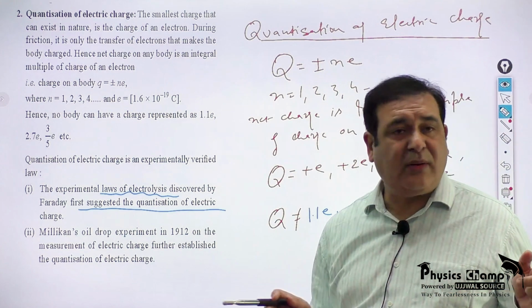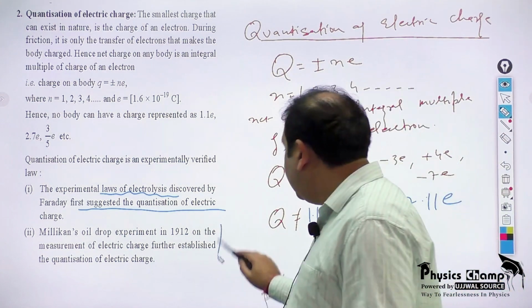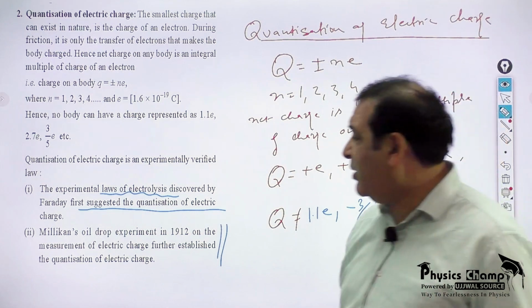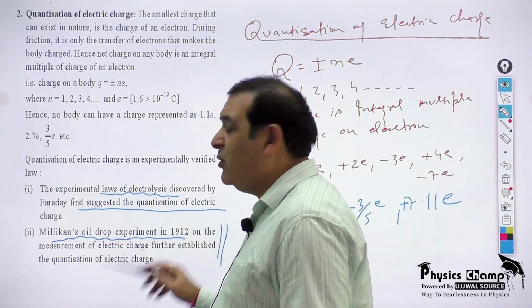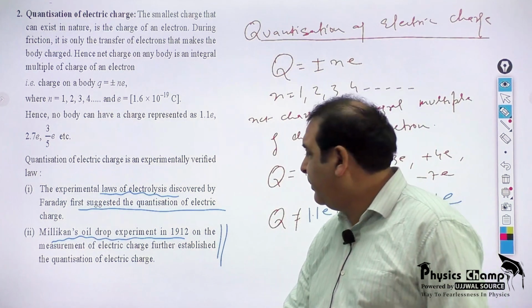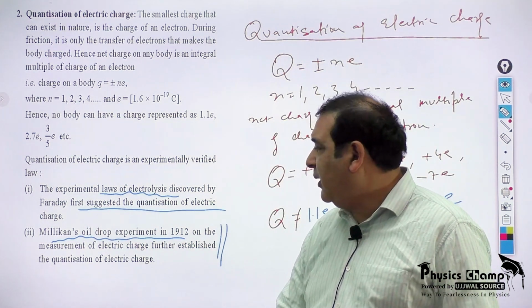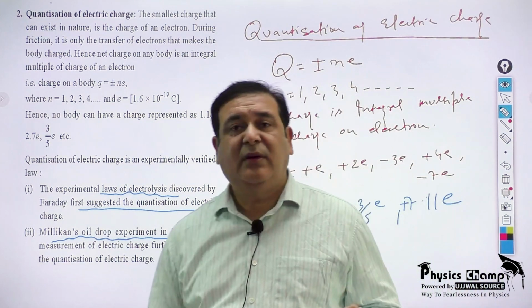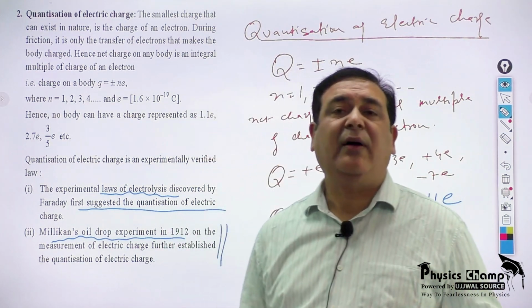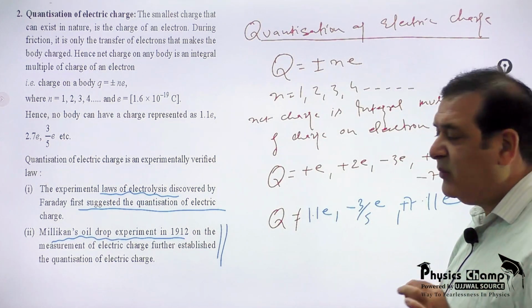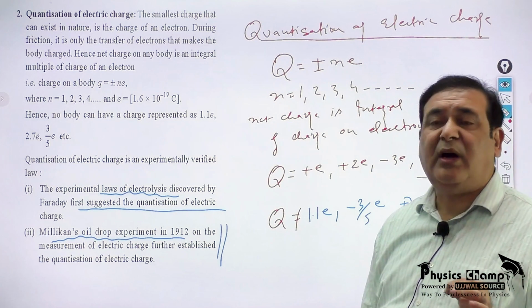Similarly, later, Millikan's oil drop experiment was the most famous experiment to calculate the electric charge on an oil drop. In 1912, he measured the electric charge on the oil drop, and it was again always found to be quantized, an integral multiple of the charge on an electron.